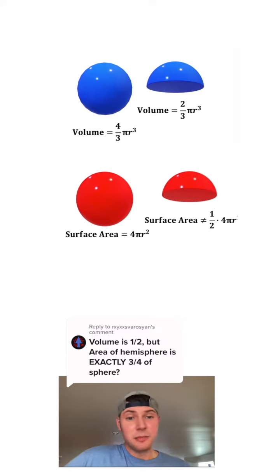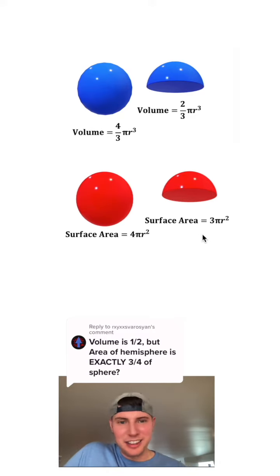So what's the surface area of this? Well, it is not going to be equal to 1/2 of this one. It is equal to 3/4 of it. Even though it's half a sphere, it's not half of the surface area. It's exactly 3/4 of it. And then 3/4 times 4 is just 3. So how do we calculate that it's 3 pi r squared?